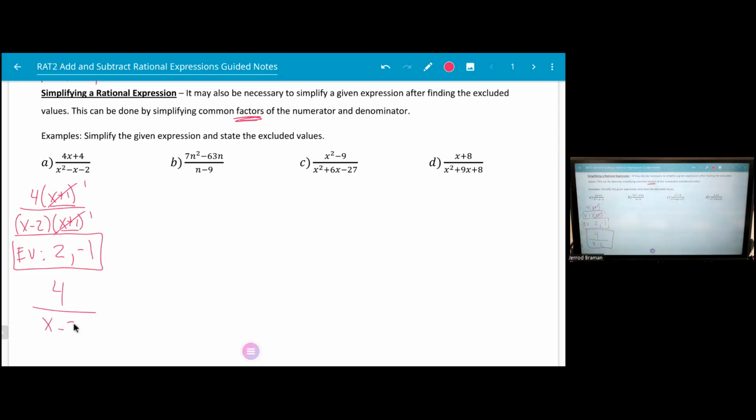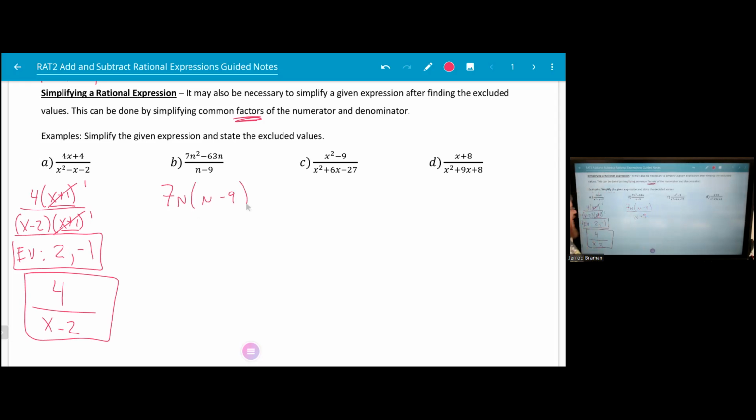So in here, I've both given the excluded values and simplified. We're going to do the same thing with B, and then you're going to try out C and D. Again, same thing. We look for a greatest common factor. I've got 7n squared minus 63n. My greatest common factor in the numerator is 7n. I have 7n times n minus 9. My denominator, that's already simplified, right?